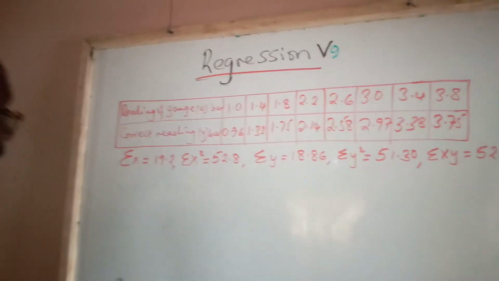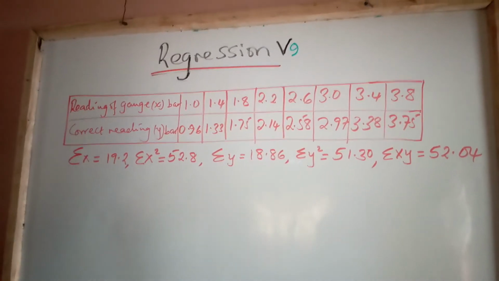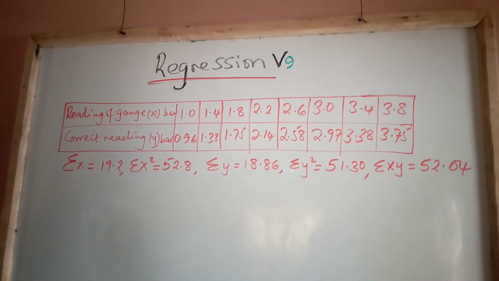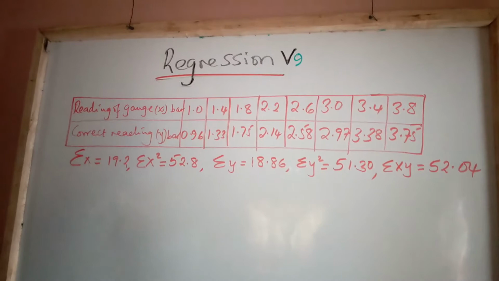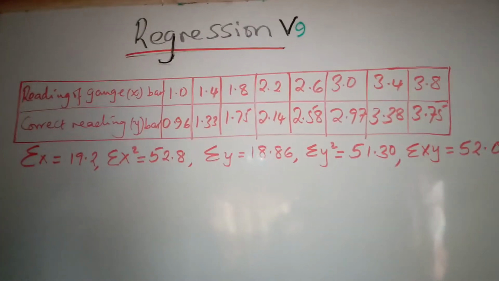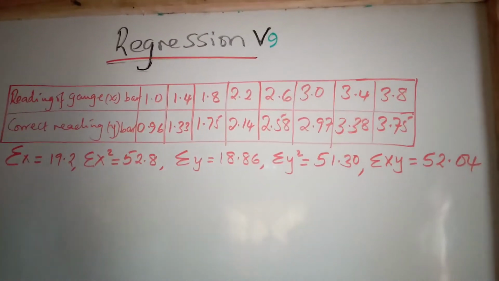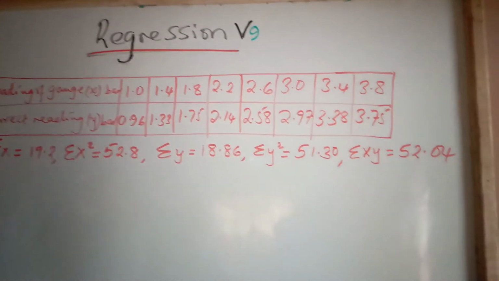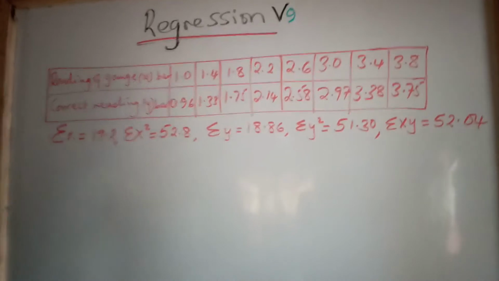In example 8, the last one in the topic of regression, a repair workshop finds it is having a problem with a pressure gauge it uses. It decides to have it checked by a specialist firm. The following data was obtained.